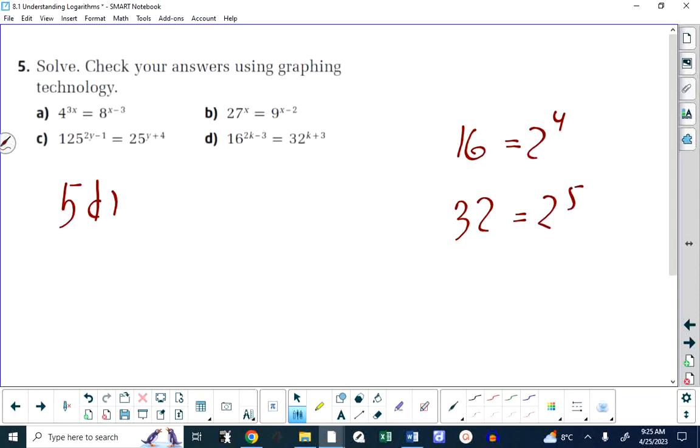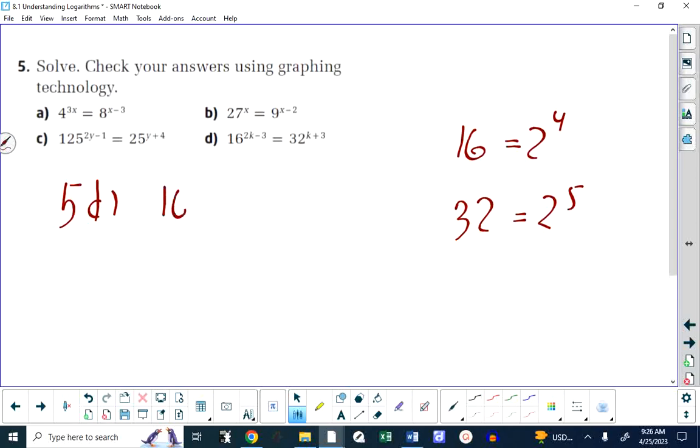you can determine that 16 is the same as 2 times 2 times 2 times 2, which is 2 to the 4. Powers of 2, powers of the base 2 are things that you should become familiar with. 4, 8, 16, 32, 64, and on and on. And 32 is 2 to the 5. So we can rewrite the 16.